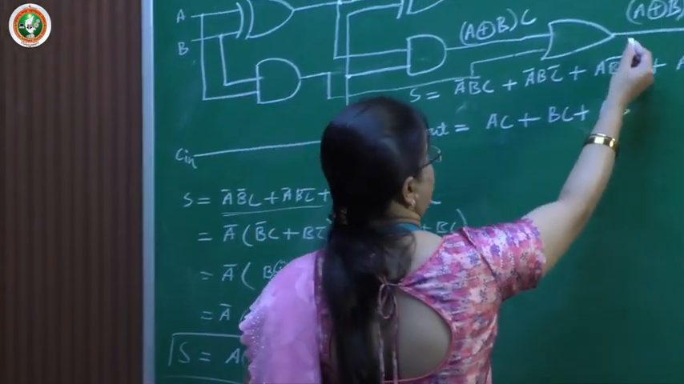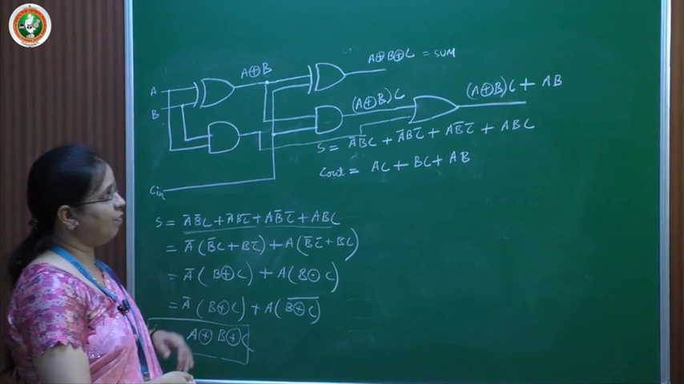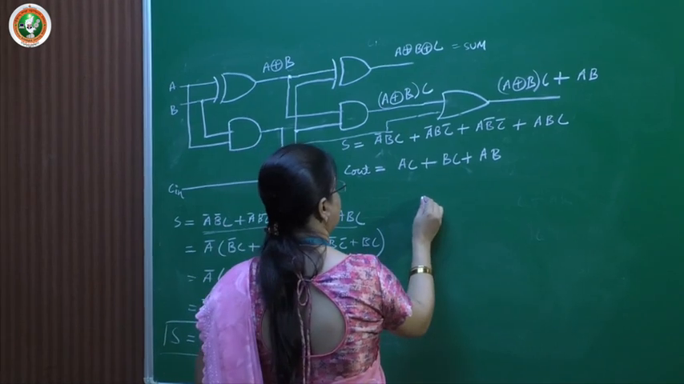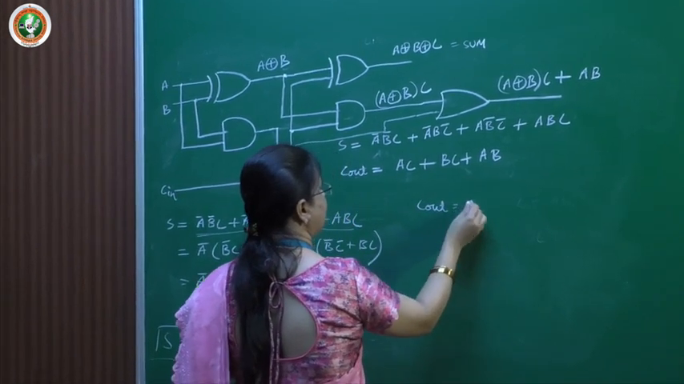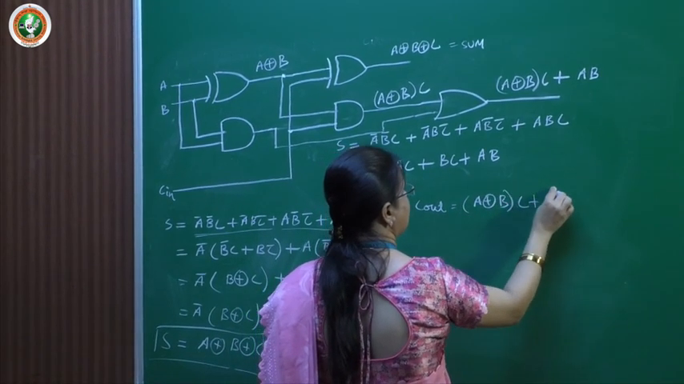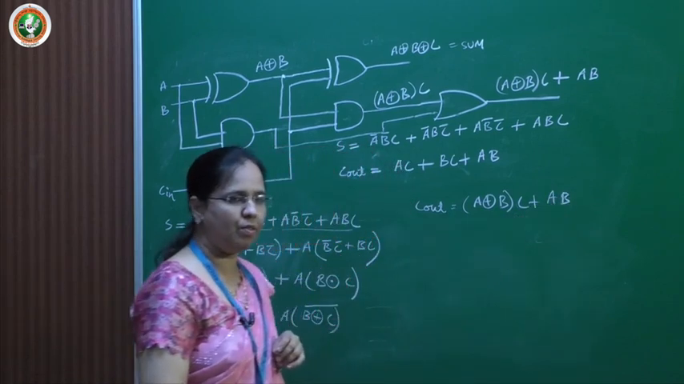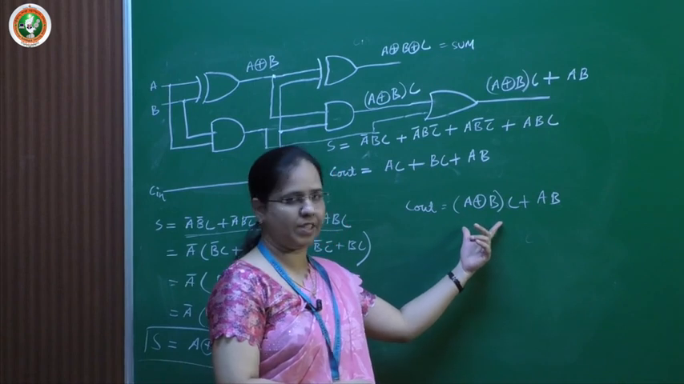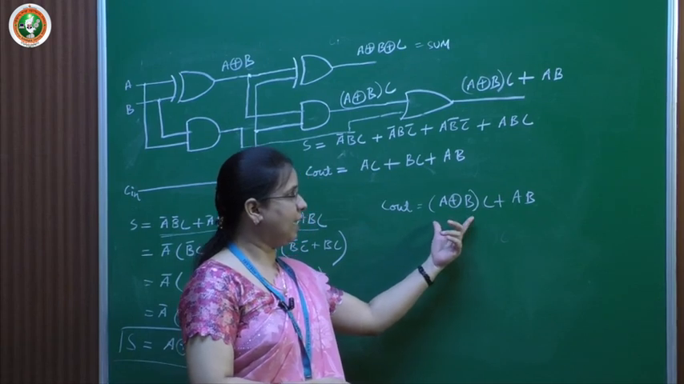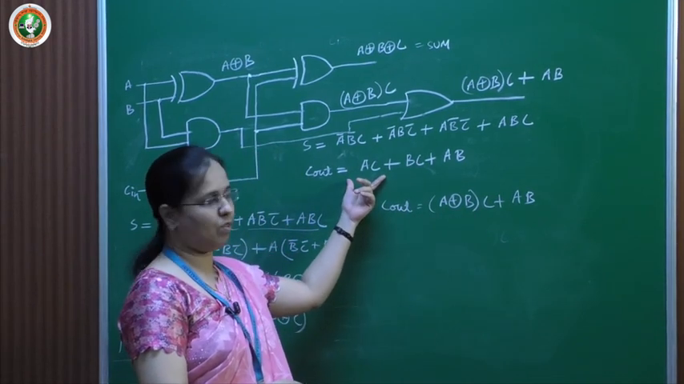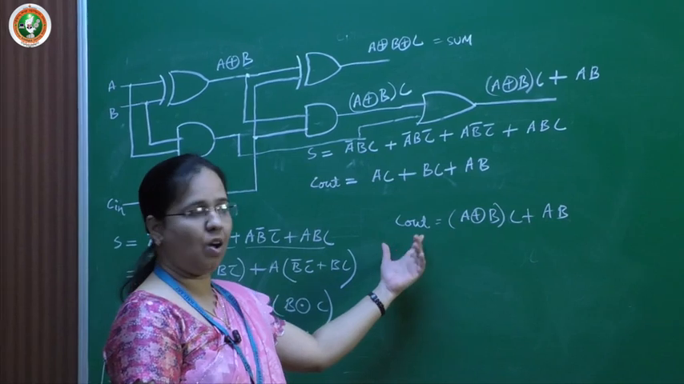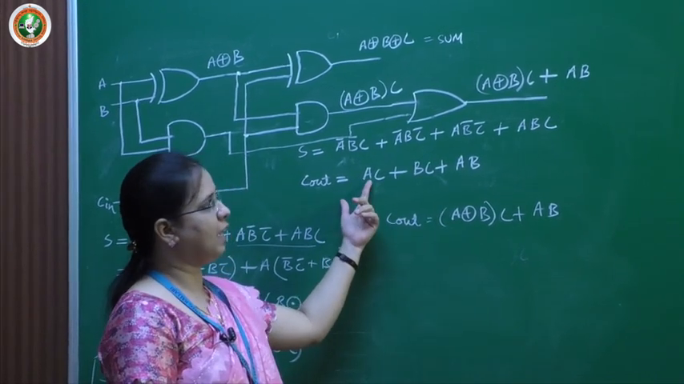Now let us see whether the carry out equation we have got for this logic circuit is correct or not. To do that, let us take the equation Cout equals A plus (A XOR B) into C plus AB. I have to simplify this equation using Boolean laws and check whether I can get back this equation or not. We can do vice versa: either we take this and deduce this, or we take this and deduce that.